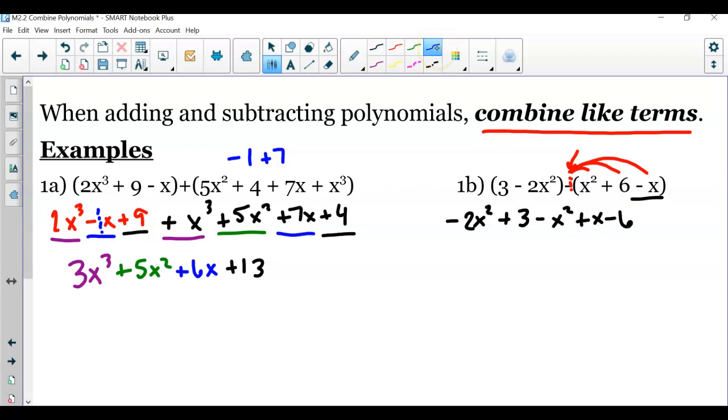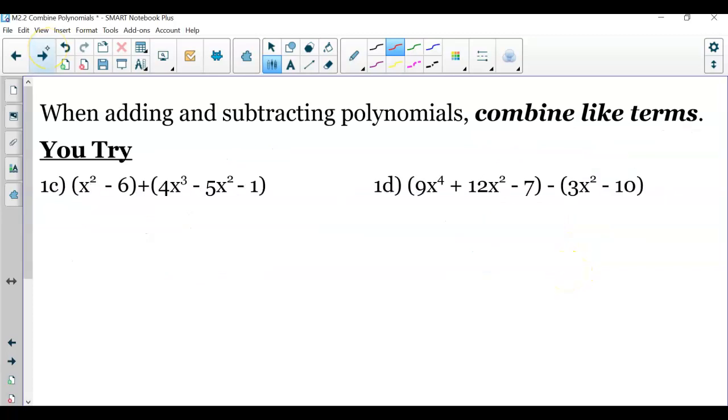Now combining our like terms here. I have negative 2x squared minus another x squared. Remember, that's a negative 1. Negative 2 minus 1 is negative 3, so negative 3x squared. Then we only have the one x term here, no other x, so just bring down plus x. Then our constants: 3 minus 6, which is negative 3. So there's your final answer. Go ahead and pause the video here and try combining these two example problems on your own, and let's see what you get. Let's go ahead and go over these two problems.